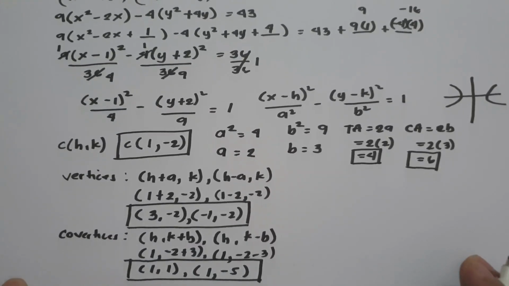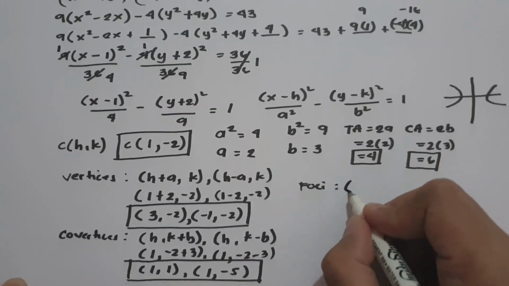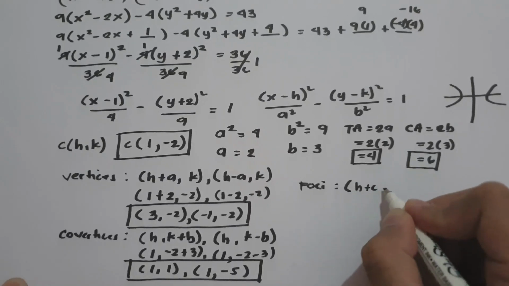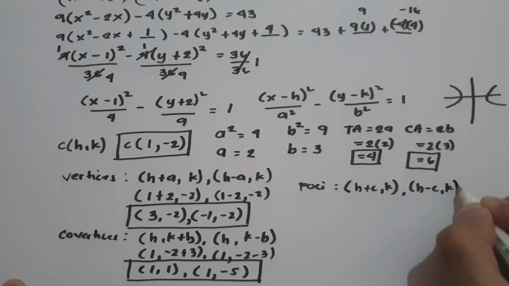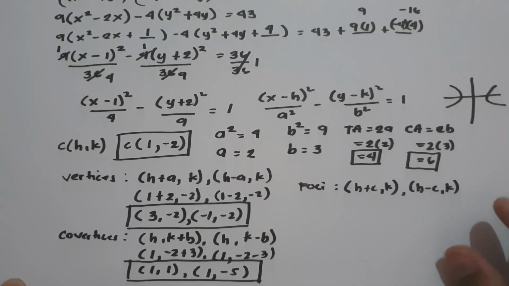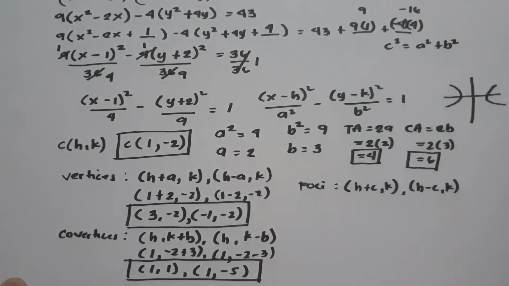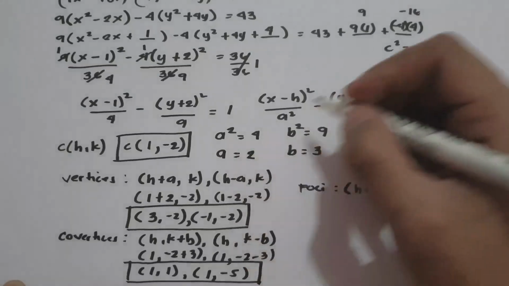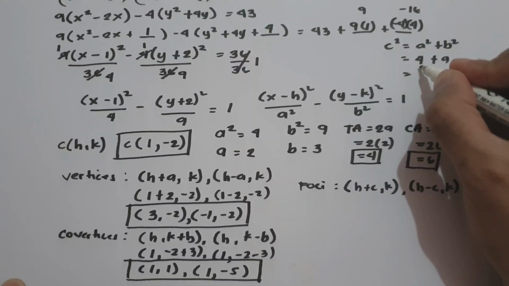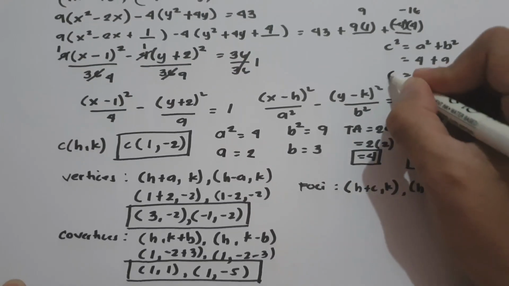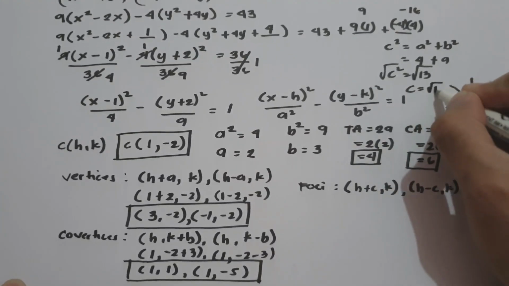And to determine the coordinates of our foci, since our hyperbola is horizontally oriented, we are going to have (h plus c, k) and (h minus c, k). And to find the value of c, we are going to use the formula c squared equals a squared plus b squared. a squared is 4, b squared is 9, 4 plus 9 is 13. So let us square both sides. So c is equal to square root of 13.